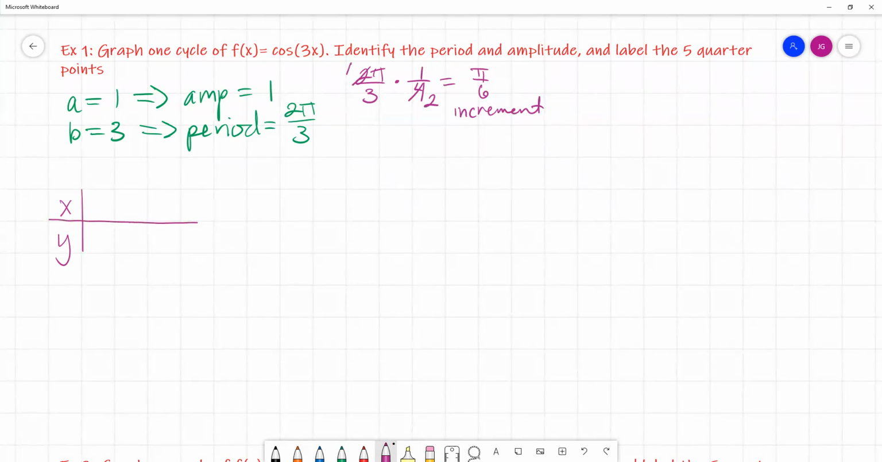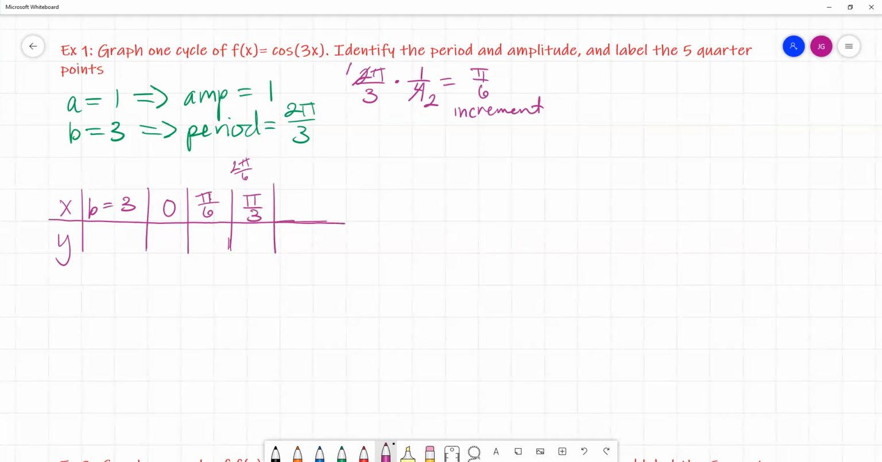So we're going to find our quarter points. We're going to start with our x. Now our x is affected by the b. Our b equals 3. And how is that affected? Well, now our x is going to increment by pi over 6. So we're going to start at 0 still. And then the next x value, we're going to add pi over 6. So that's just going to be pi over 6. And then the next one, we're going to add pi over 6 to pi over 6, which is 2 pi over 6. But that's just pi over 3 when we simplify it.